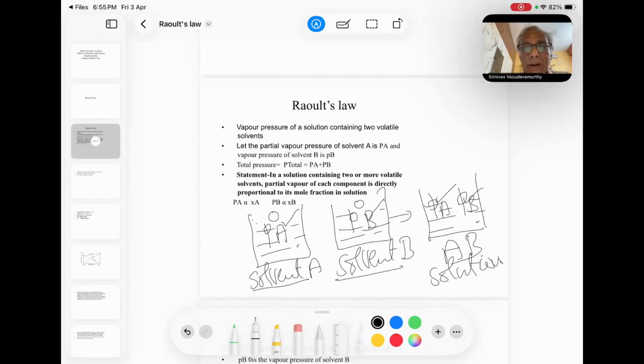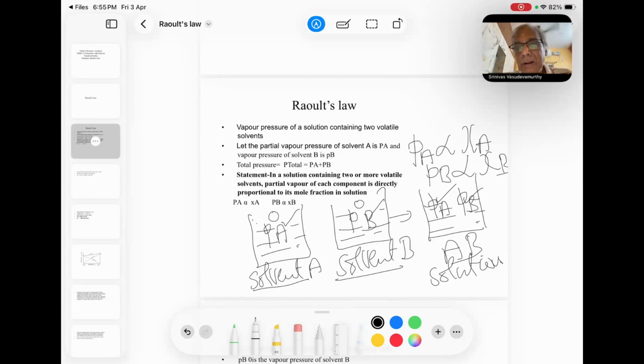It is found that PA, the partial vapor pressure of A in the solution AB, is proportional to the mole fraction of A. PB is proportional to the mole fraction of B. This is the determination: PA is proportional to the mole fraction of A, and PB is proportional to the mole fraction of B in the solution.